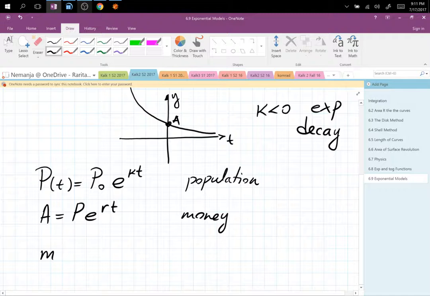The mass is equal to initial mass e to the kt. This is usually decay problems. Use this because of the loss of mass. There's a half-life involved in this one. We'll take care of this one in particular. So I'll just say mass, but it's decay.